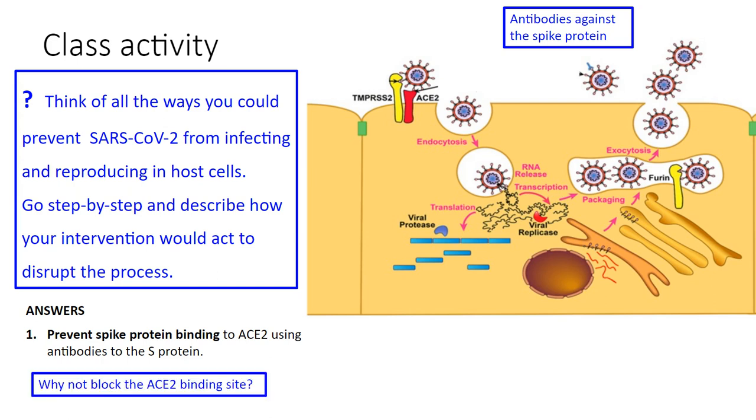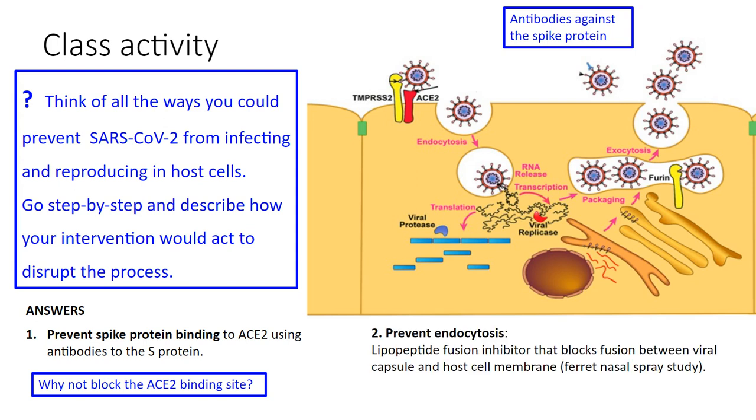I would also expect the students to possibly say, well, let's just block the binding site on ACE2. And the question that I would give back to them is, why might that not be as good an idea as blocking the virus? And the answer is, if you block all the ACE2 binding sites, what are you disrupting in terms of the normal physiology? The next step that I might expect would be to prevent endocytosis, because if the virus cannot get into the cell, then it can't infect it.